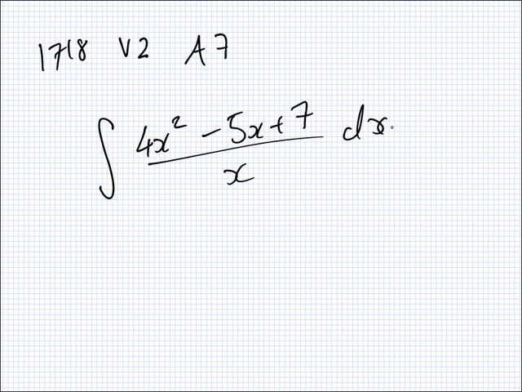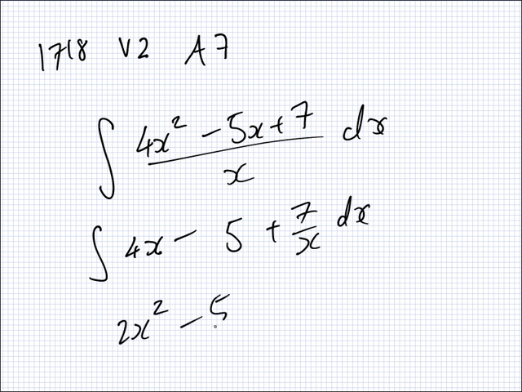Okay, shall we have a look at the answer here? So did some of you figure out what the first step was? Separate it, yeah. So you just have to split this into 4x squared over x, which is 4x, 5x over x, 5, and then 7 over x. Right, so this integrates to 2x squared minus 5x plus 7 log x plus c. Okay, see. Forgot the c, you lose a mark. 1 mark is lost for forgetting the c.